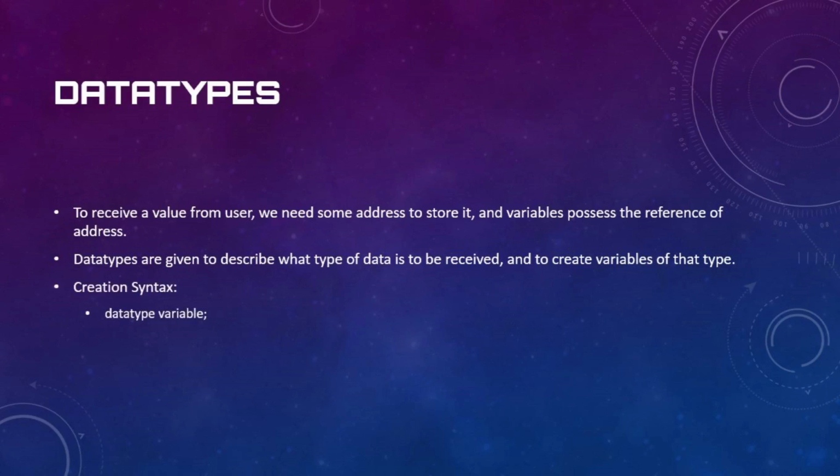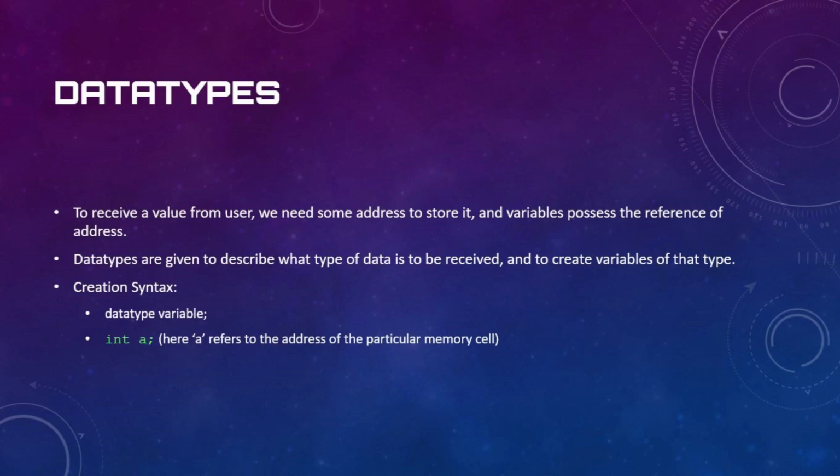So to create a variable, we need a data type, space, the variable name. If I say I'm going to give an integer, I use the keyword int, space, a, which is my variable name. We can give any name according to the value we are going to receive. If I'm going to receive the age of some person, I can write age as the variable name. After that you end the statement with a semicolon.